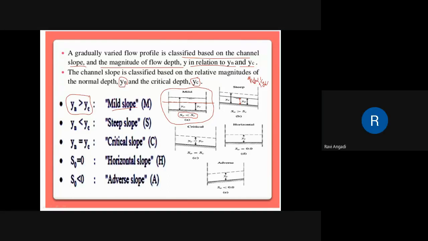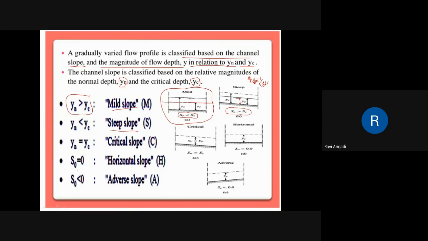Just look at these two figures, figure A and figure B. In the first case, the slope was very mild, where the velocity of flow was less than the critical velocity; we call it a subcritical velocity. The condition is Yn greater than Yc, and it gives you the mild slope. In the second case, the steep slope, the water will be flowing very fast. For that case, Yn will be less than Yc, and it is represented as a steep slope. The condition is that the slope of the channel bottom is greater than the slope of the energy gradient line. The bed slope of the channel will be more.